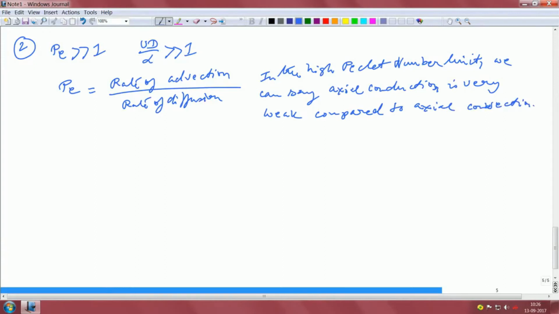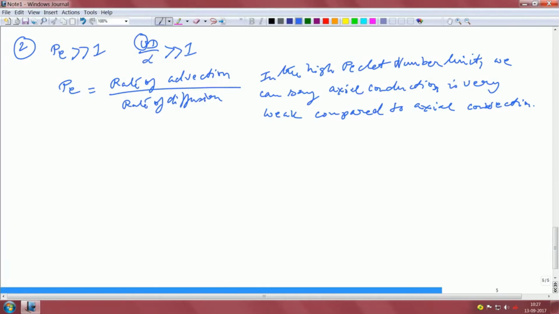That is exactly what the Peclet number says. It means your rate of advection is so high compared to the rate of diffusion that you can neglect the axial conduction effect, because it is a very small number in the high Peclet number limit. If your flow is very sluggish, say barely creeping, and this Peclet number much greater than 1 limit is not applicable, then you have to carry the axial conduction term with you. So, you cannot simplify this equation in this particular way.